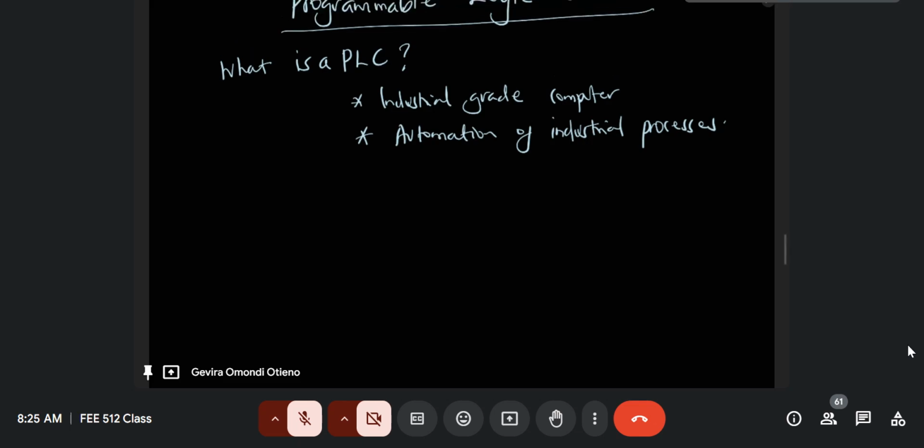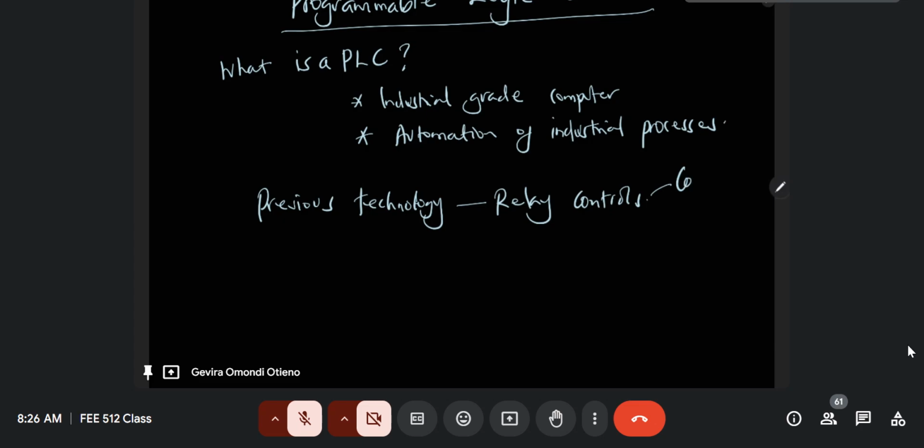One thing that is very important for us is that PLC is a newer technology. Previously, we used what we call relay controls, okay? So the previous technology that was replaced by PLC was relay systems, relay switches. So let me just say relay controls, okay? In order to control these relays, we used to call them contactors. If you read the book that I recommended, you will see pictures that give you an illustration of exactly what we are talking about.